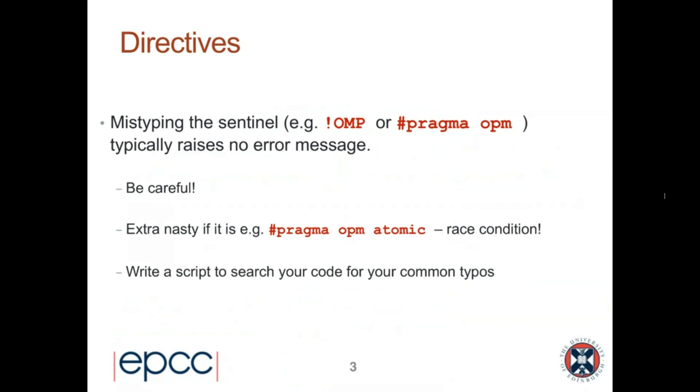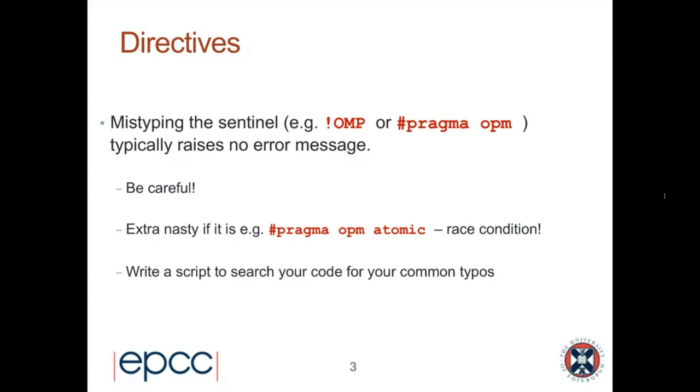Okay, so let's just start by talking about directives. The feature that allows directives to be ignored if OpenMP is not switched on in the compiler does have a downside, and that is mistyping the sentinel. So in Fortran, if you type exclamation mark OMP instead of exclamation mark dollar OMP, or for example in C if you type hash pragma OPM, then that will raise no error message. The compiler is perfectly happily going to ignore lines like that.